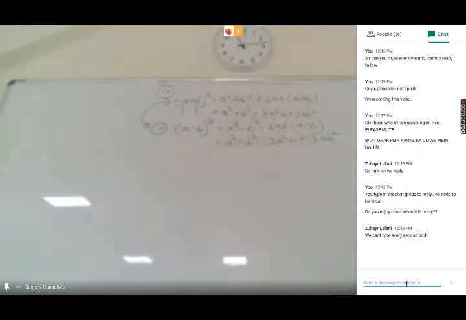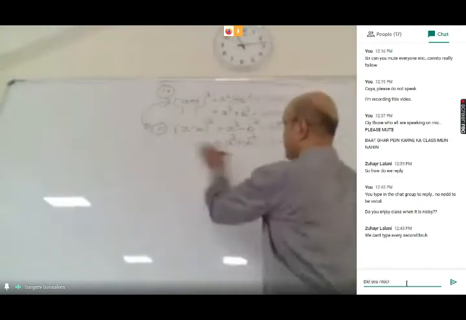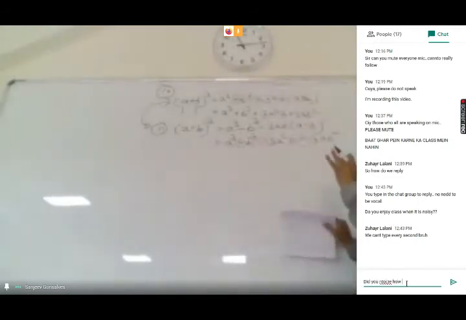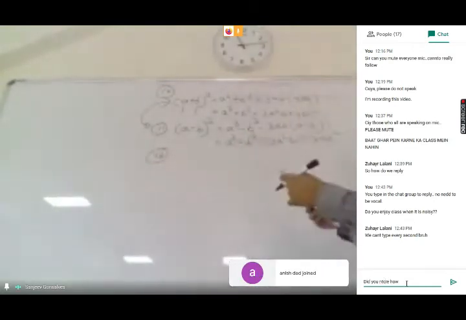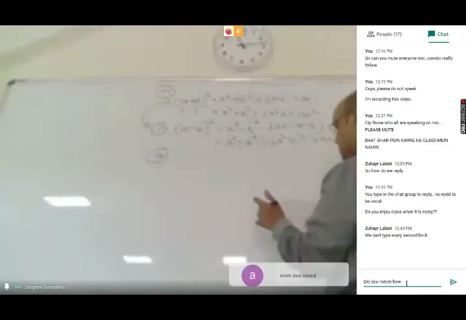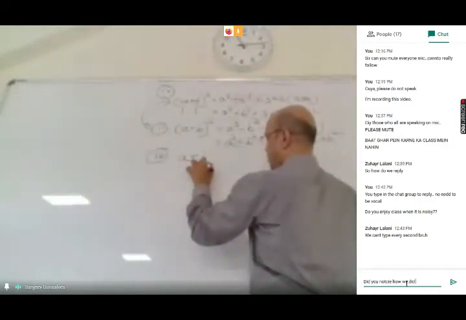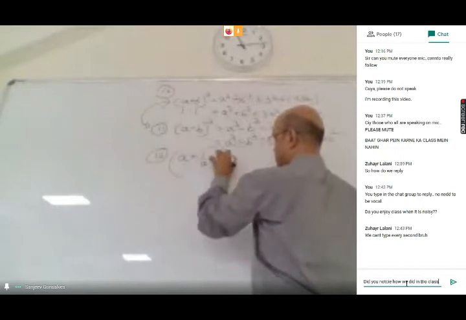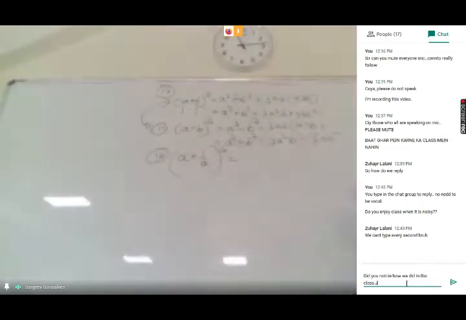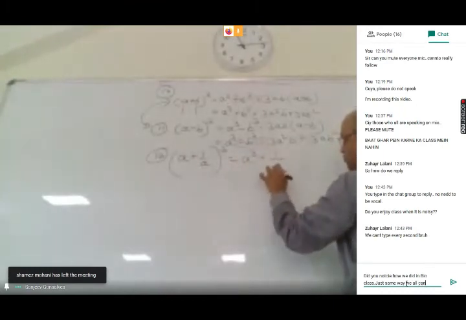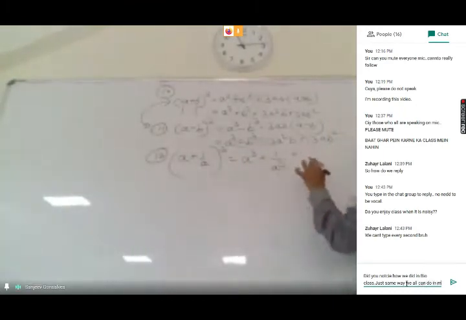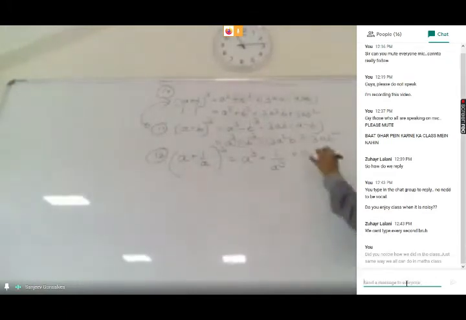Okay, now next. 12. A plus 1 upon a whole bracket cube is equal to a cube plus 1 upon a cube plus 3 inside the bracket a plus 1 upon a.